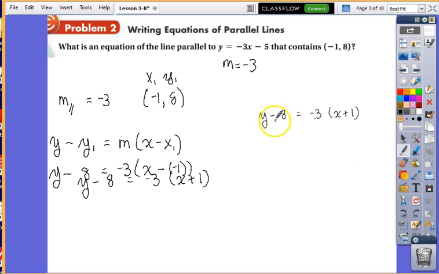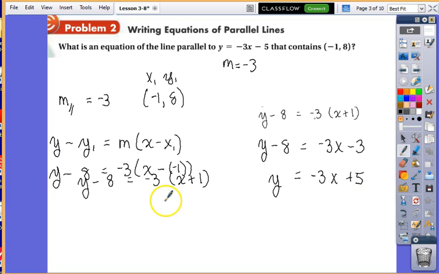So to put this into slope intercept form, the first thing I'm going to do is distribute. So that's y minus 8 is equal to -3x minus 3. That's the distribution. And then I'm going to add 8 to both sides. When I add 8 to both sides, -3 plus 8 is a plus 5. So there we have y is equal to -3x plus 5.